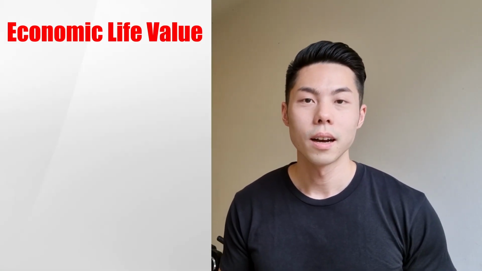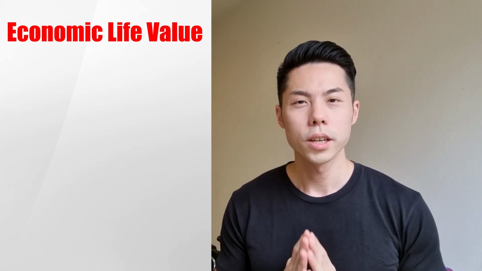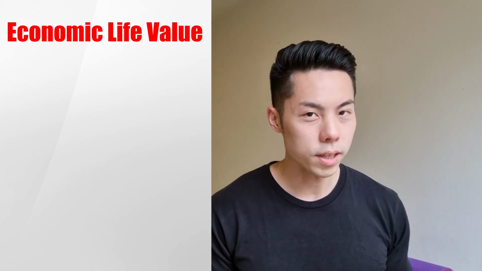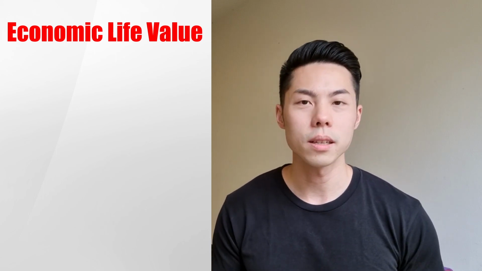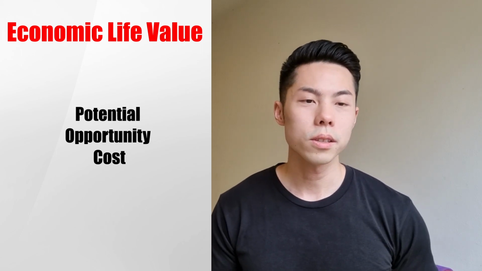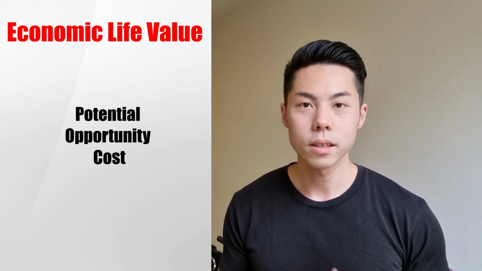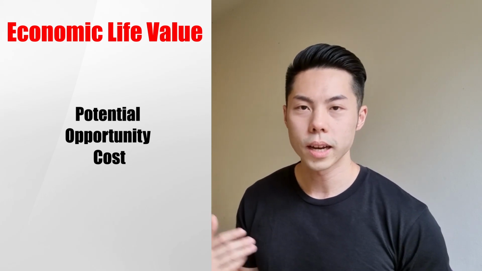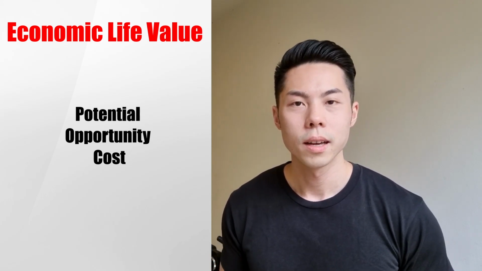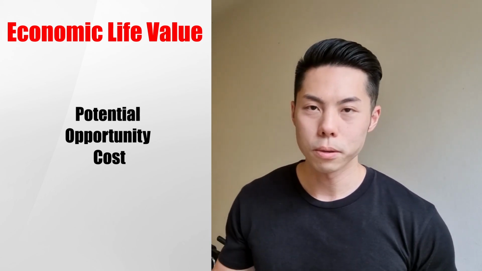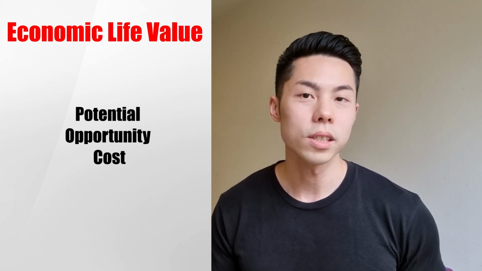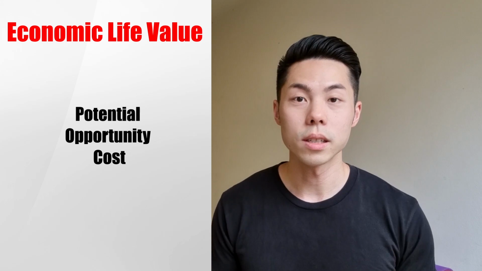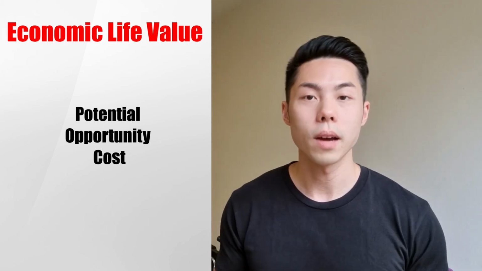The second method is called the economic life value method, which is potentially how much you'll be able to earn from now until you retire. The idea behind this calculation method is the opportunity cost. Let's say I'm 30 years old this year, and potentially I'll be working until 65. If I were to pass on tomorrow, all the earning potential from now until 65 is gone. So I will want to take that into consideration and give all these potential earnings to my family members if I were to pass on.